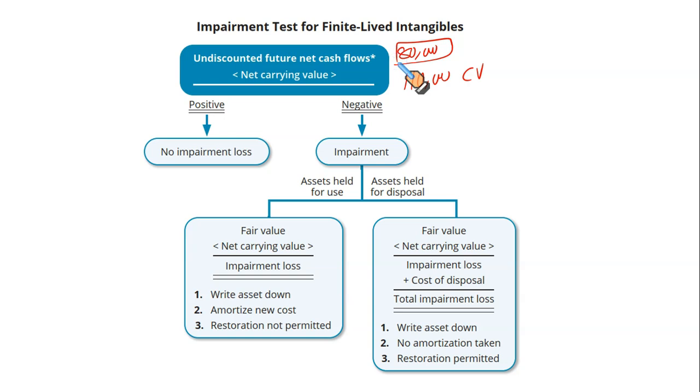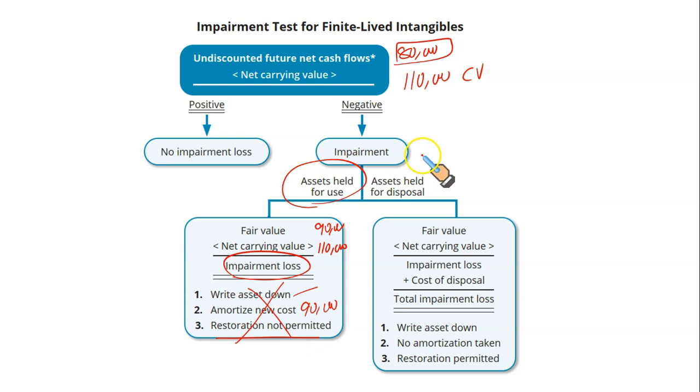Now, if the asset is held for use, you will compare the carrying value, which is $110,000, with the fair value, which let's say is 90. The difference between these two is the impairment loss, which will result in writing down the asset by $20,000. This new 90,000 would be the new cost of the asset or new base to be used, and restoration is not permitted. Any subsequent reversal in value in the market is not allowed to be incorporated in the books of accounts. Same thing, exactly the same thing as we have done in long-lived assets.